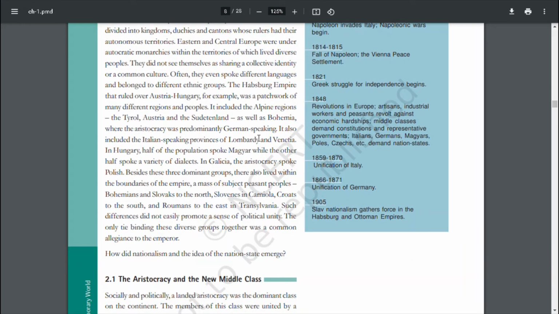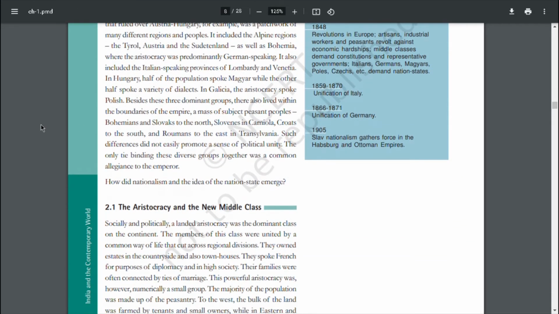The Habsburg Empire that ruled over Austria-Hungary, for example, was a patchwork of many different regions and peoples. It included the Alpine regions, the Tyrol, Austria and Sudetenland, as well as Bohemia, where the aristocracy was predominantly German-speaking. It also included the Italian-speaking provinces of Lombardy and Venetia. In Hungary, half of the population spoke Magyar, while the other half spoke a variety of dialects. In Galicia, the aristocracy spoke Polish.